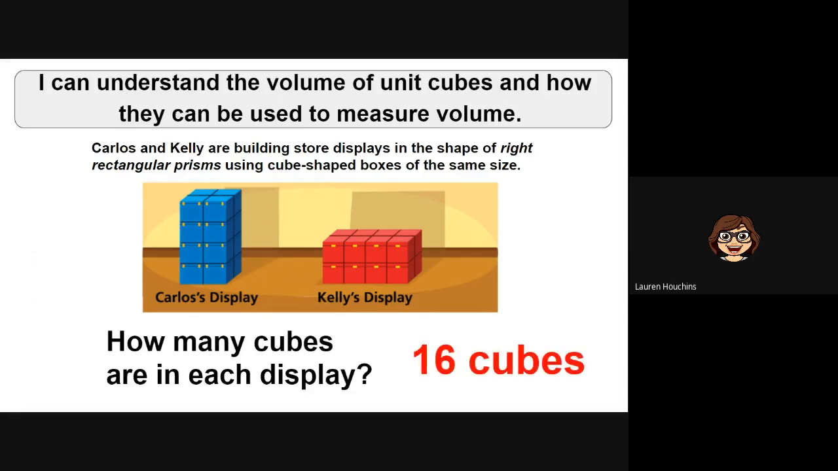There are 16 cubes in each display. If I'm counting Carlos vertically, I see 8 boxes. Well, I know that there have to be 8 more directly behind it, and 8 plus 8 is 16. Looking at Kelly's display, Kelly has 8 boxes in 2 horizontal lines, excuse me, and I know that there's 8 more behind it. So 8 plus 8 is 16.